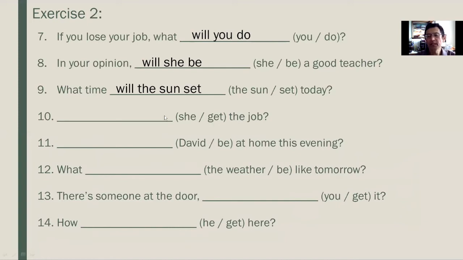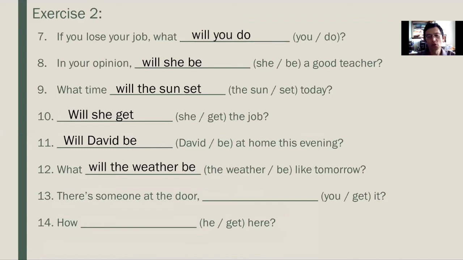What about number 10? Will she get the job? Will David be home this evening? Will David be at home this evening? What will the weather be like tomorrow?